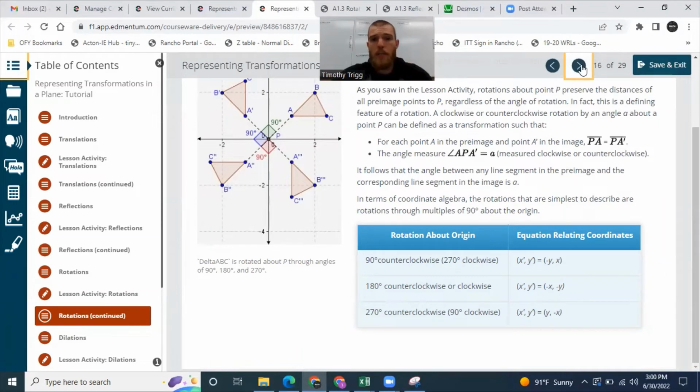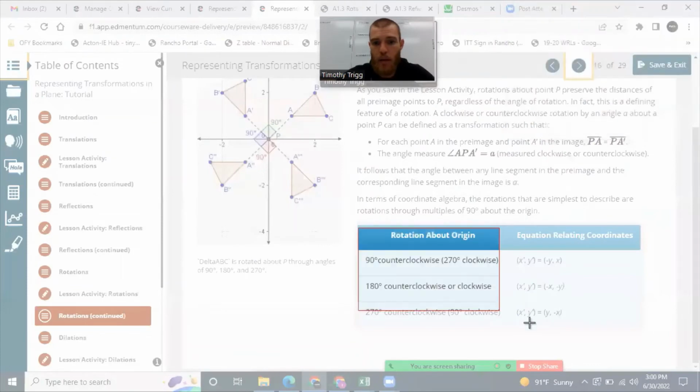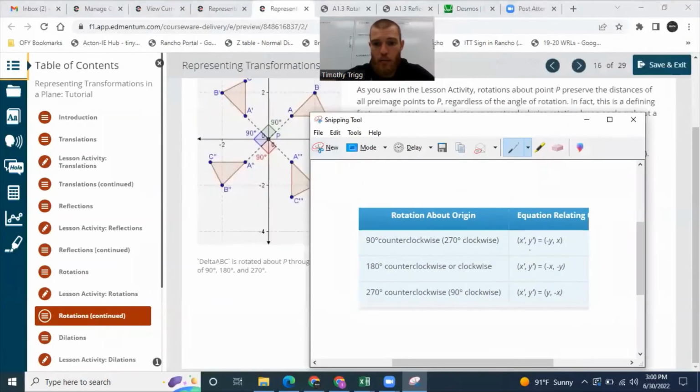Now, here we're going to be talking about some of the main rotations you're going to see. So some of the main angles of rotation you'll see are a 90-degree rotation, 180-degree rotation, and a 270-degree rotation. And there's a few rules you need to kind of know. I would definitely write these down, these rules right here, okay?